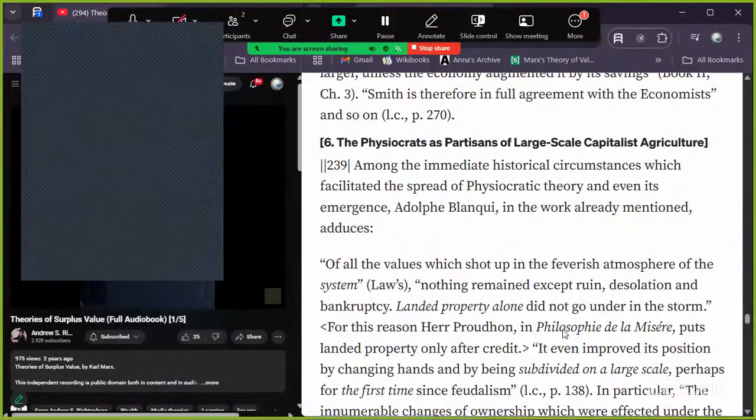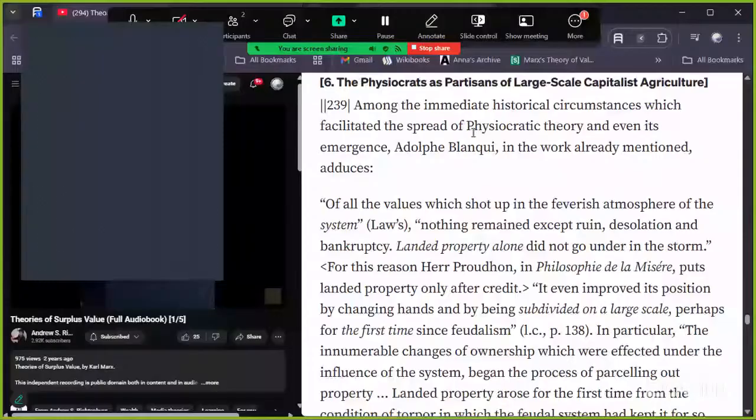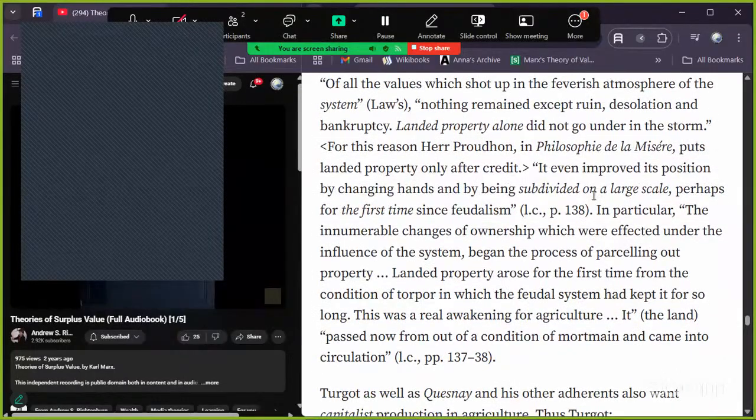Section 6. The physiocrats as partisans of large-scale capitalist agriculture. Among the immediate historical circumstances which facilitated the spread of physiocratic theory and even its emergence, Adolphe Blanqui, in the work already mentioned, adduces, quote, "Of all the values which shot up in the feverish atmosphere of the system, that is, John Law's, nothing remained except ruin, desolation, and bankruptcy. Landed property alone did not go under in the storm.